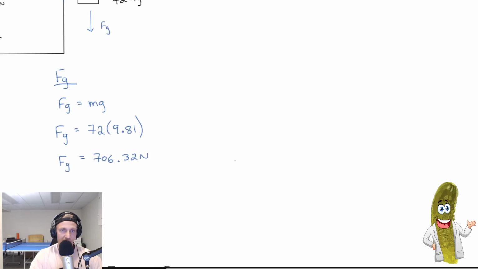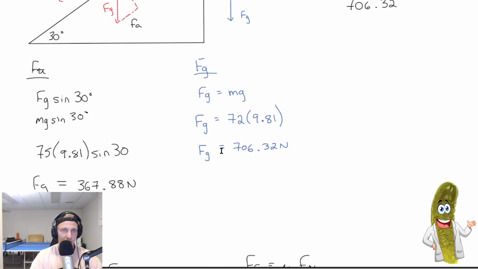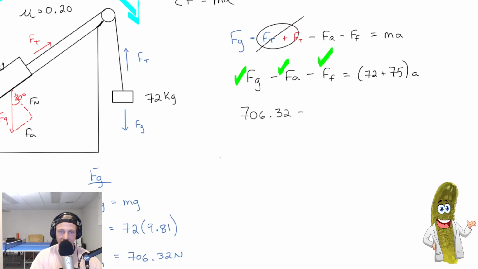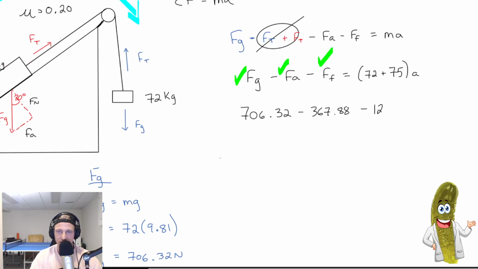So now that we know our force of gravity is 706.32, we know our applied force was 367.88, so minus 367.88, and we know our force of friction was 127.436, is equal to both of the masses. And why don't we actually just simplify that? So it's not equal to 150, it's equal to 147 times A.